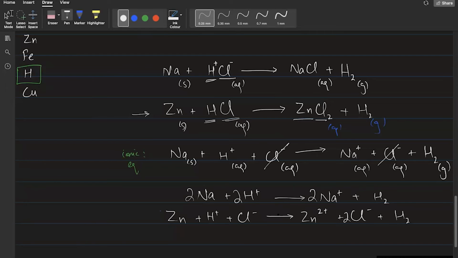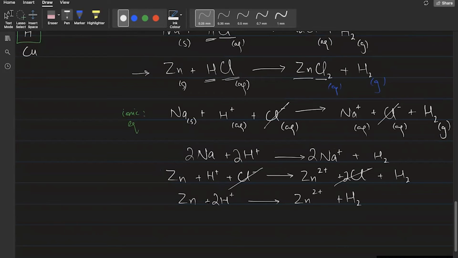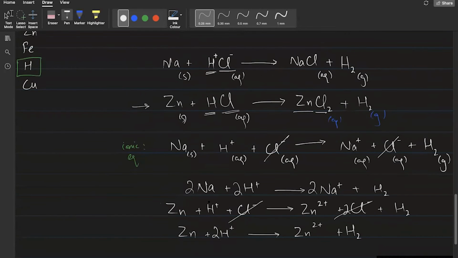All right, so let's see. Zinc has changed to zinc ion, so there's a chemical change, clearly. Hydrogen ions have made hydrogen gas, so there's again a chemical change. But chloride is still chloride, so it cancels out. So you're left with Zn plus H positive makes Zn 2+ plus H2. And because this is 2 hydrogen, you're going to balance it out by putting 2 here. And that's the ionic equation that you're going to get for metal displacing acid.